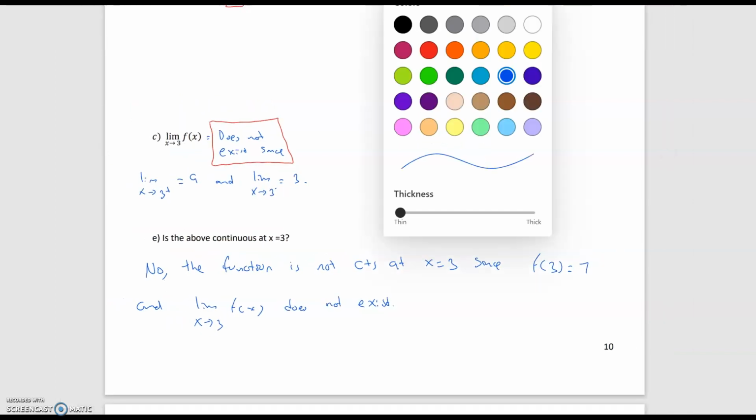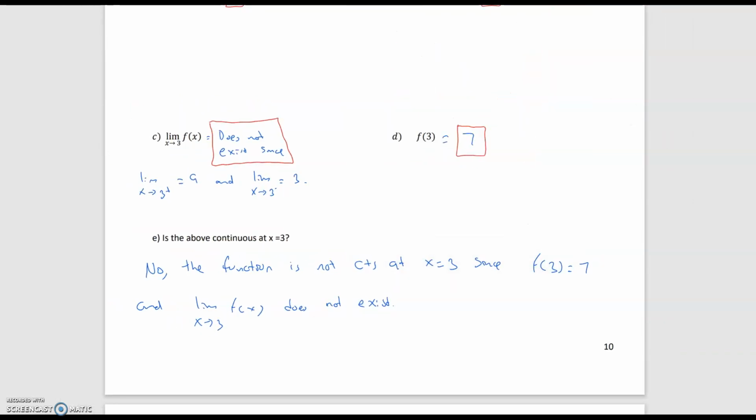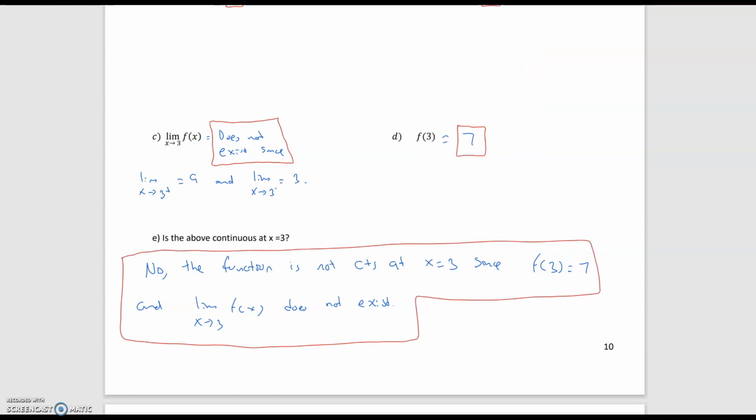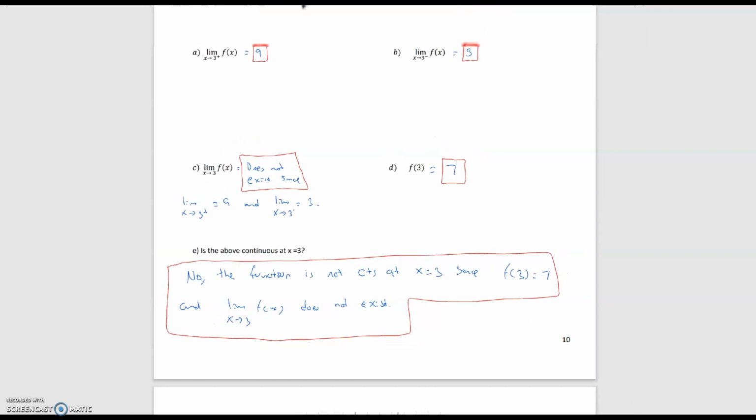In the next section, we're going to be talking about the requirements for a function to be continuous. And these will be the requirements. In order for your function to be continuous, your function value, in this case 3 is the one that we're talking about, and the limit as it approaches from the left and the right has to be equal.